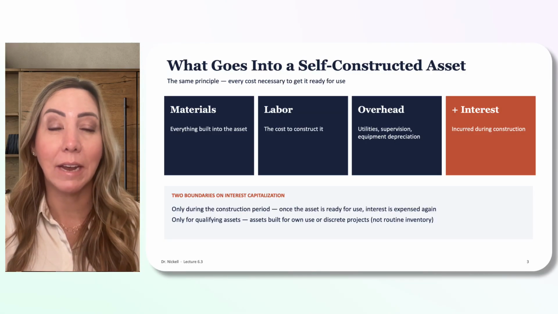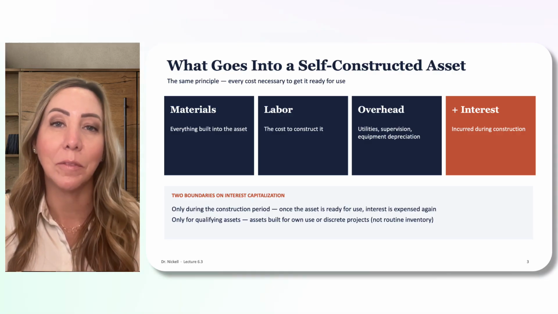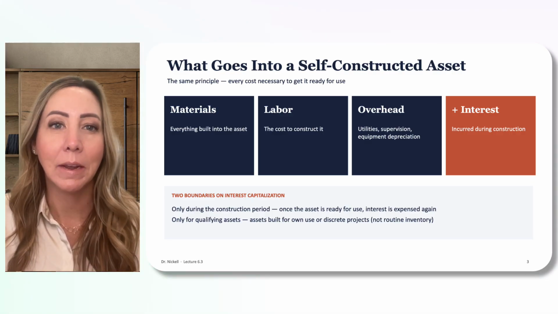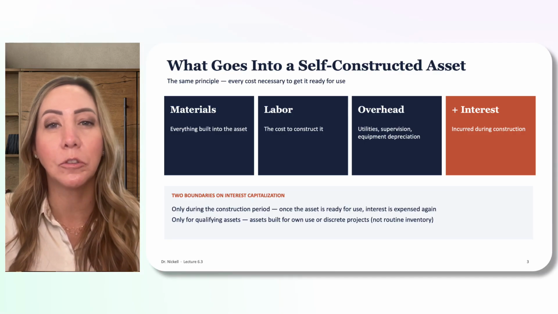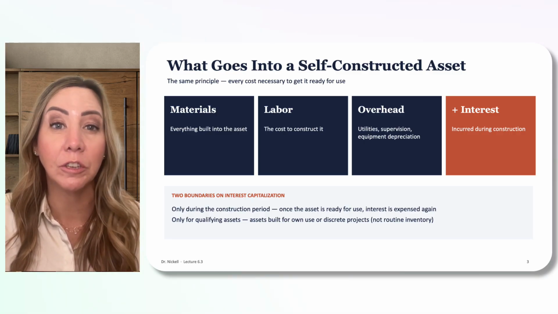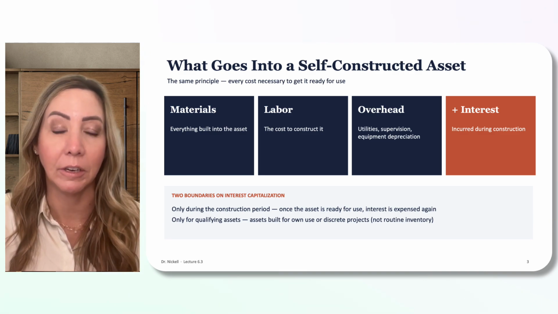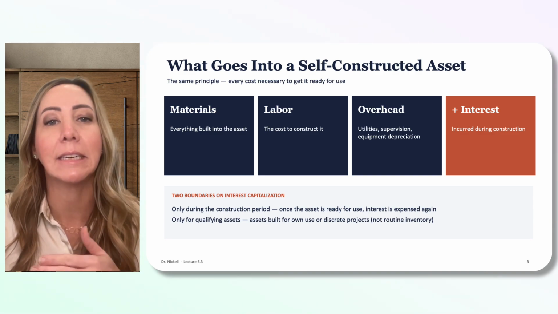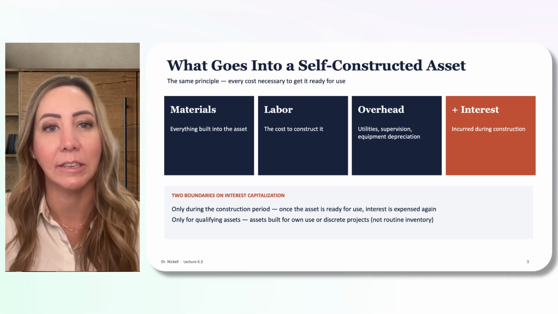A self-constructed asset is capitalized at the cost of the materials that go into it, the labor to build it, and a reasonable share of overhead, things like utilities, supervision, depreciation on the construction equipment. That's the same logic as last lecture. Every cost necessary to get the asset ready for its intended use.